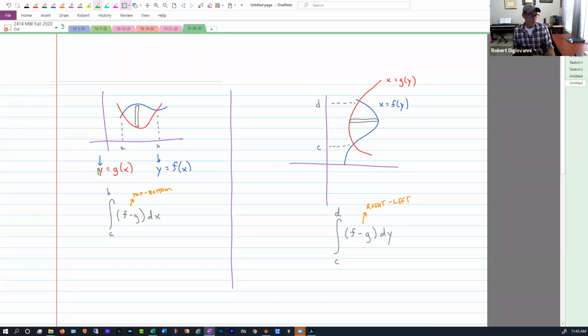So anytime you can solve for y, you've got vertical rectangles. Anytime you can solve for x, you've got horizontal rectangles.